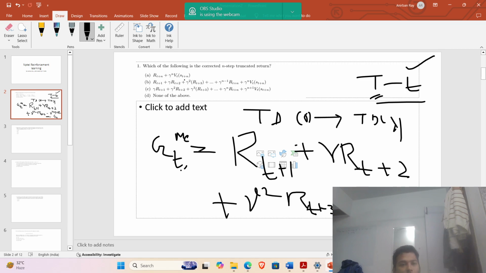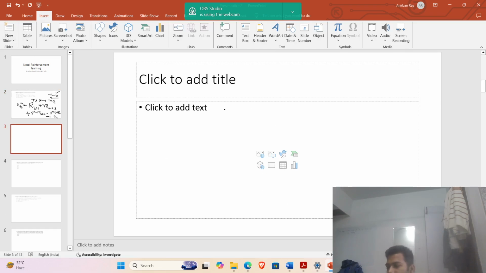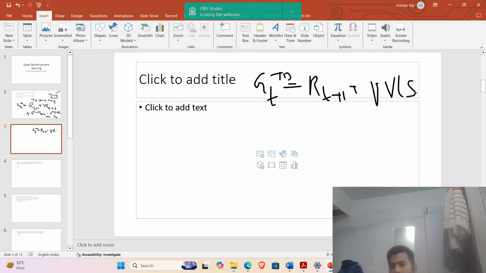Okay, so next thing we do here is we see that for the TD method, it is R_{t+1} plus nu times V(S_{t+1}). So how does it become that? Previously we have seen that this V(S_{t+1}) is the value function, right? And how do we define the value function?